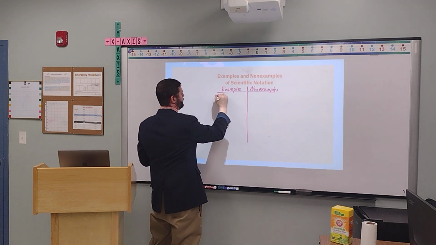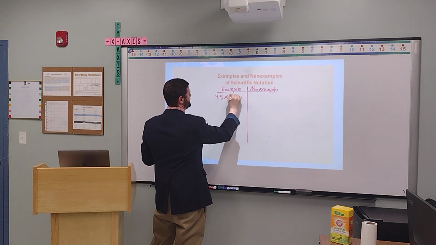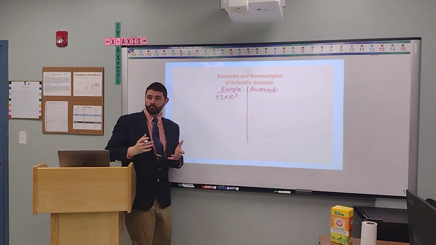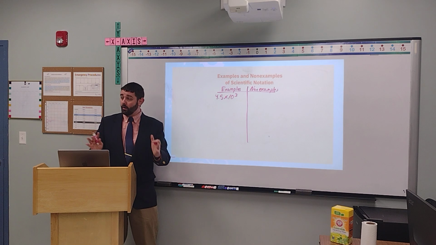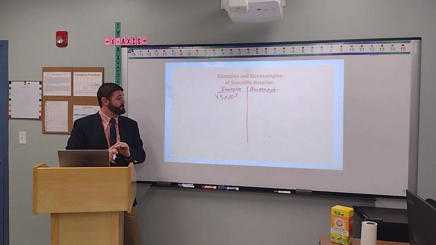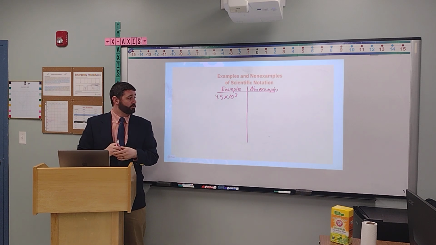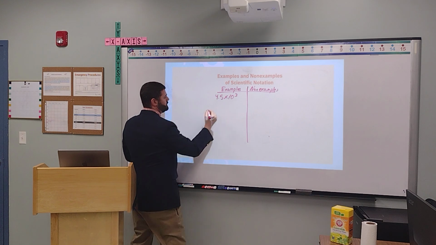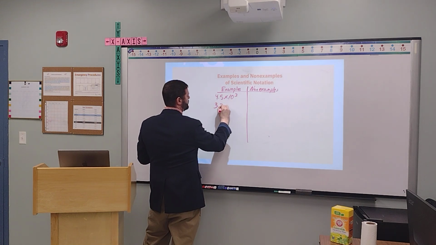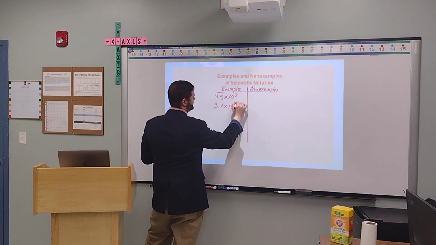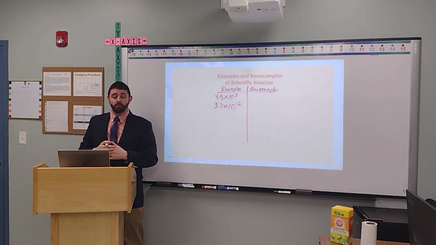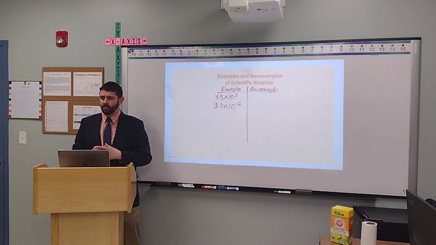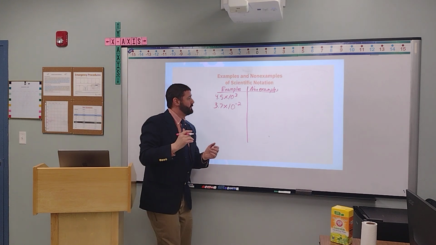So if I had 4.5 times 10 to the positive third, that's an example of a number written in scientific notation. And we're going to talk about what that number equals here in just a minute in standard notation. An example might be 3.7 times 10 to the negative 2 power. Now let's look at some non-examples. We're going to talk about why these are non-examples.